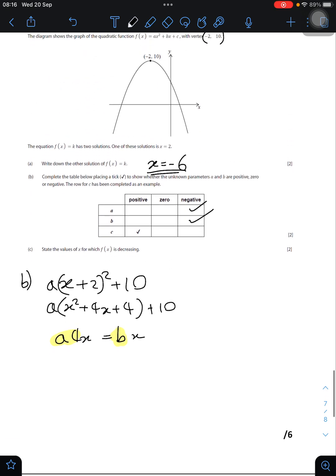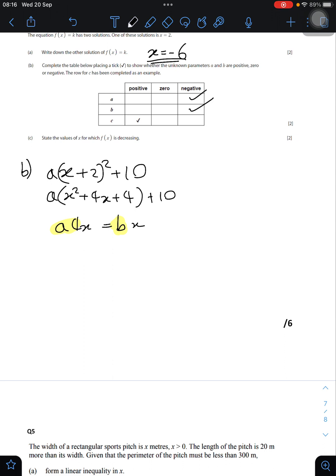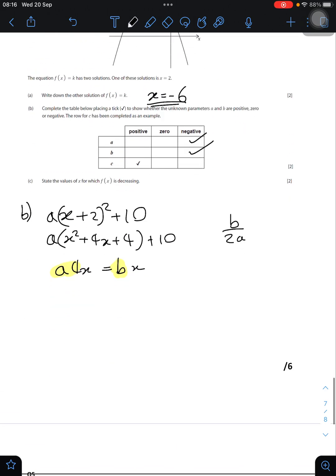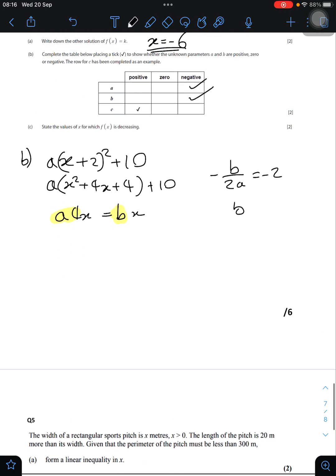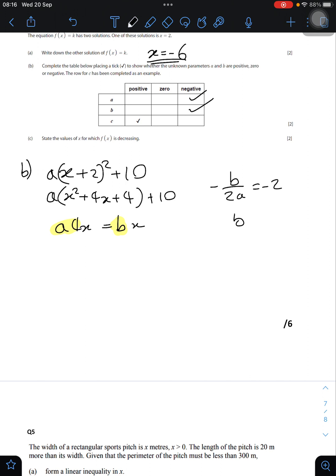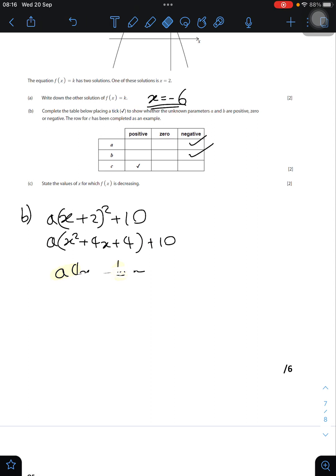Other ways of doing this could be what we were discussing earlier, which is our negative b over 2a, and we know that that is the coordinate for our vertex. But negative b over 2a equals minus 2, and so therefore b would be 4a, but a is negative, which is exactly what we got by doing the method that I've done here as well. And so therefore we know that b is negative.